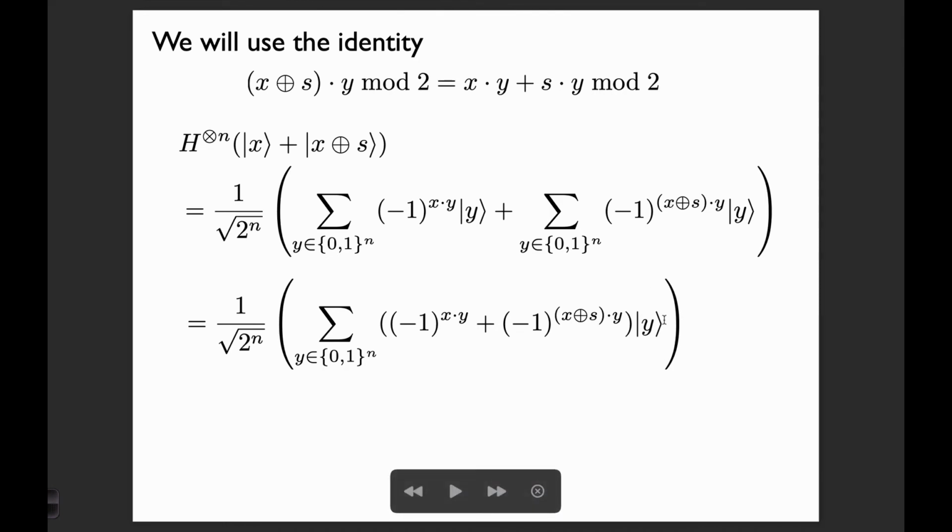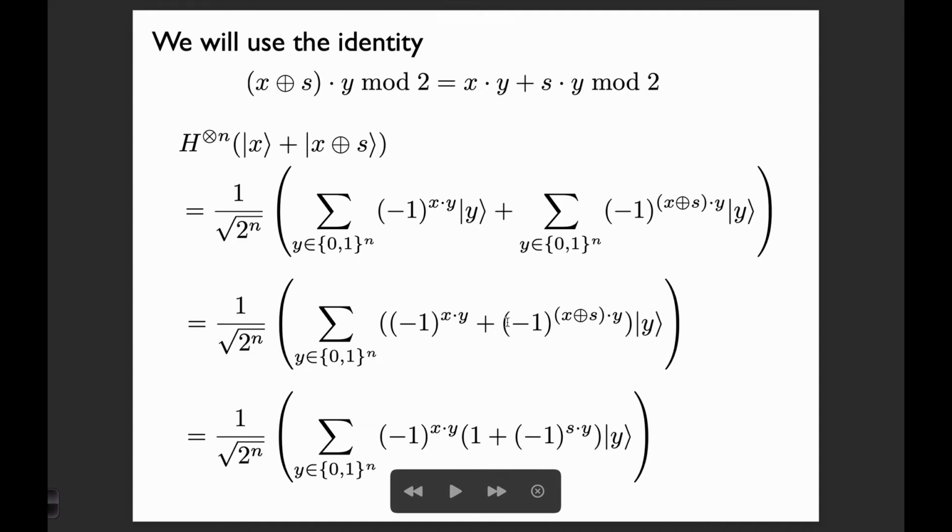So I haven't done it yet. I've just grouped things by y there. And now I'm going to apply this identity here. Okay. So this expands to x dot y plus s dot y. So now I have a minus 1 to the x dot y, both in the first term and the second term. So I just factor that out. And this is like 1 plus minus 1 to the s dot y.